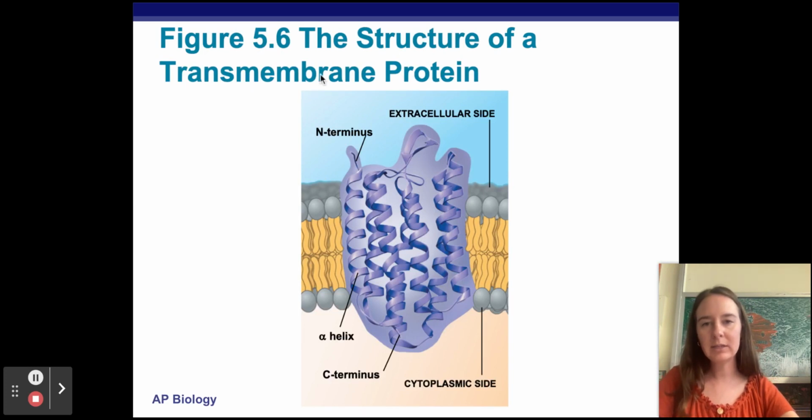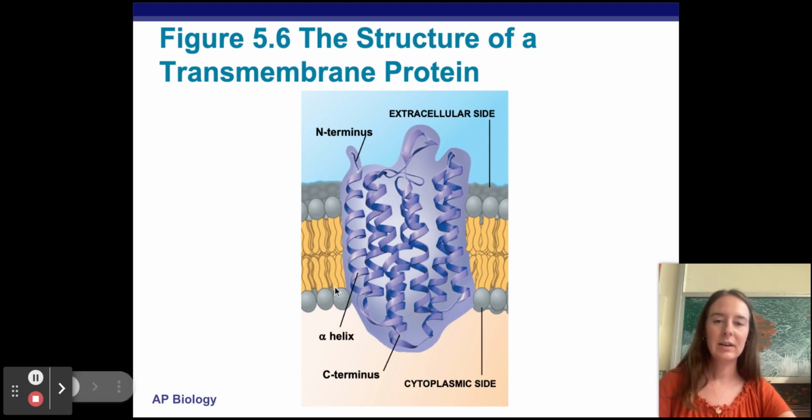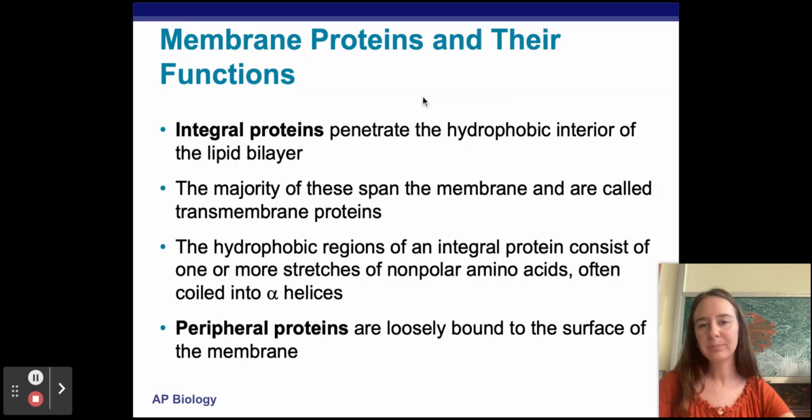And we call this a transmembrane protein. Trans means across in Latin, the membrane. So this protein is across the membrane. And if you zoom in really close, you can see the secondary and tertiary and quaternary structure of this protein. Remember, made up of amino acids. We have the N-terminus side, the amino side sticking out on the top, and the C-terminus side sticking out on the bottom of the membrane.